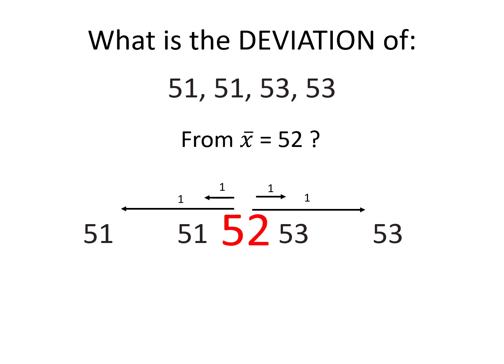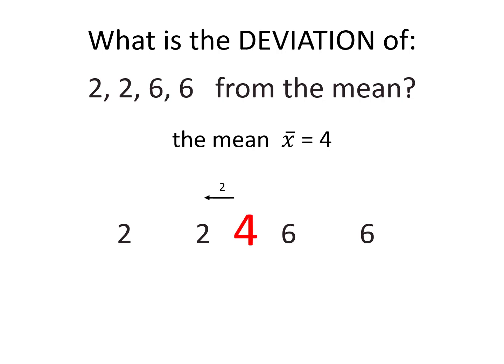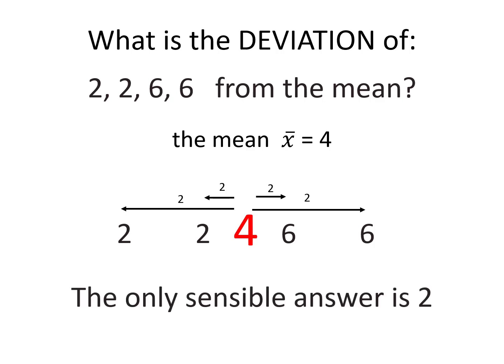We've added 50 to each of the numbers we started off with, but the deviation is still 1. What if we double all our numbers? 2, 2, 6, 6. What's the deviation of that lot from the mean? Well, this time the mean is 4. So there's our data set, there's our mean, and this time all our deviations are 2. The only sensible answer for the deviation of this lot is 2.